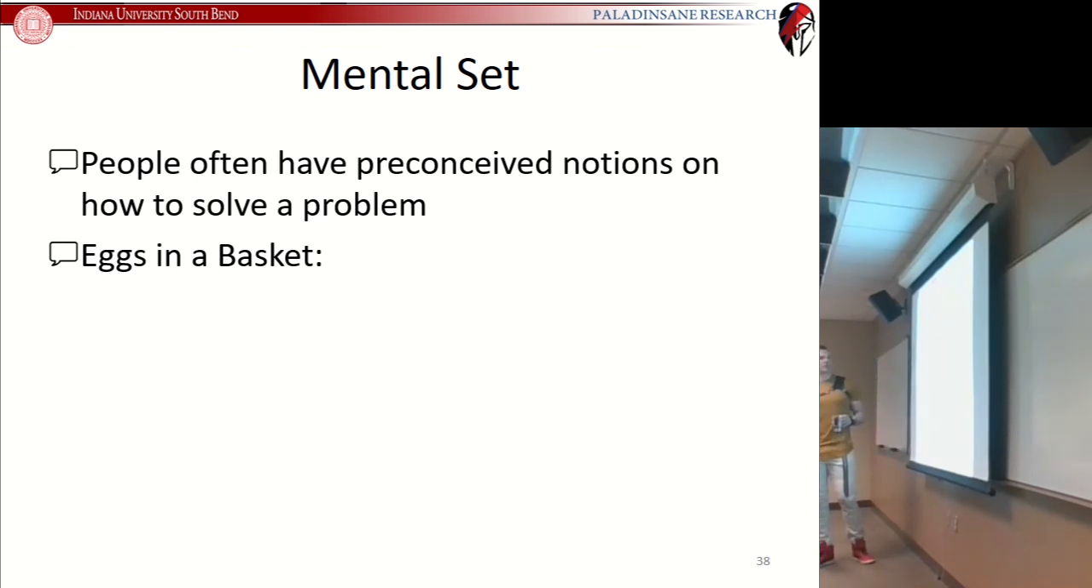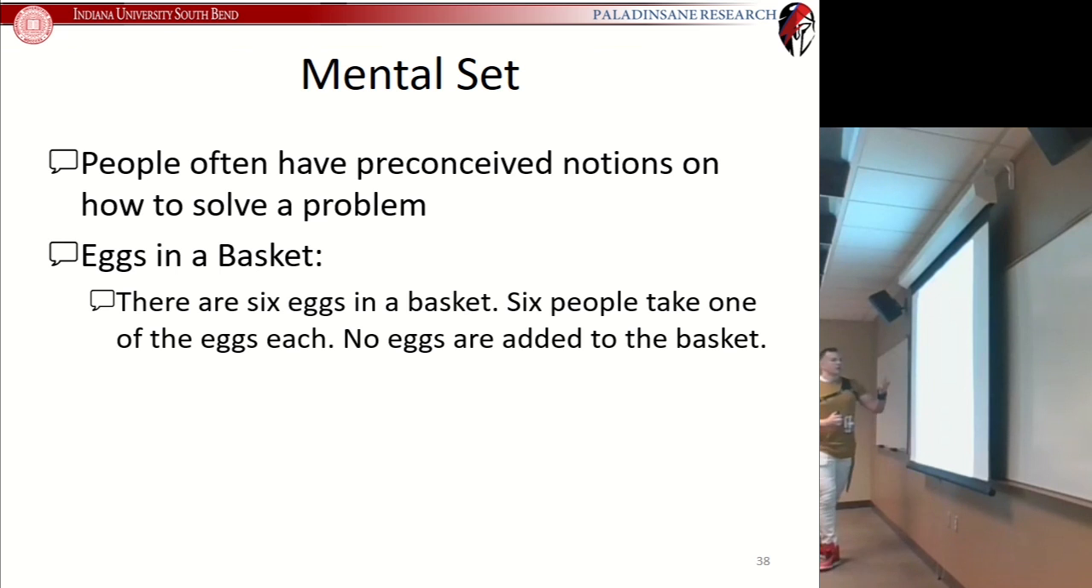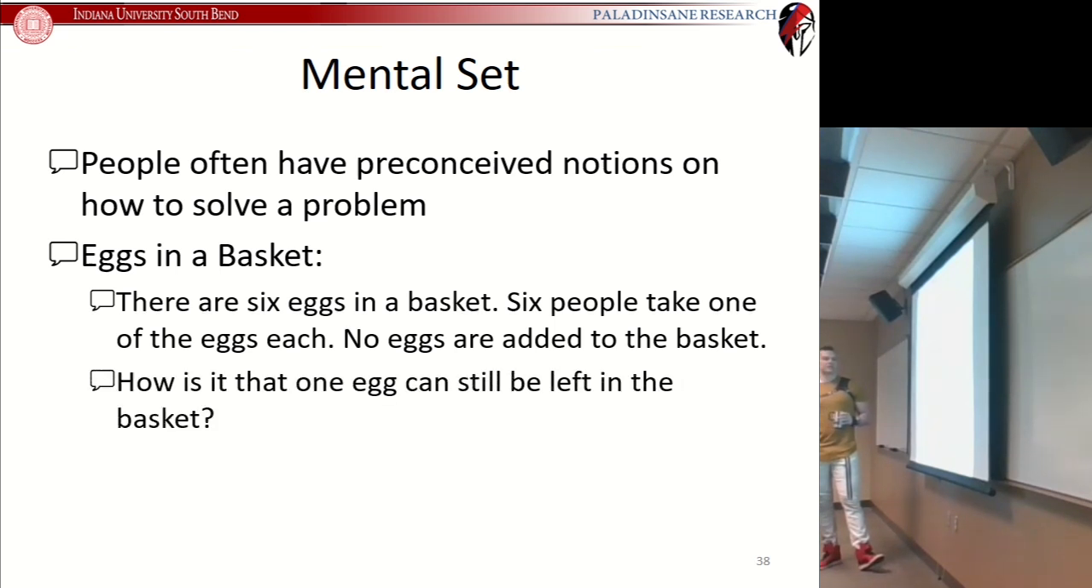So I'll give you an example of a problem that can contribute to mental sets. It's called eggs in a basket. I'll read it out for you. There are 6 eggs in a basket. 6 people take 1 of the eggs each. No eggs are added to the basket. How is it that 1 egg can still be left in the basket? So that's the problem right there. I'll give you a couple minutes to try to solve it.